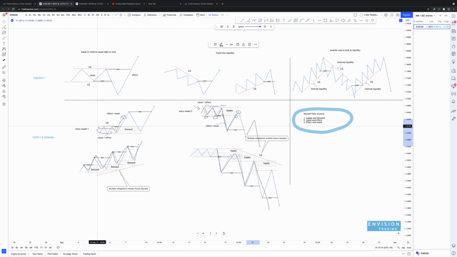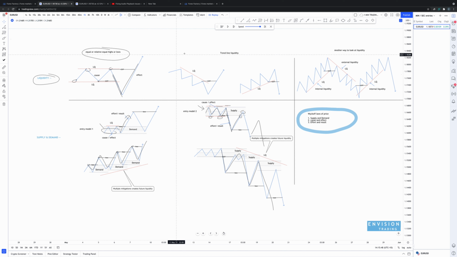Liquidity is the build-up of buyers and sellers. Let's go up here to liquidity and have a look at a couple of different types. We have equal or relative equal highs and lows. If we get this, like double tops and double bottoms, the banks will aggressively take out the lows and the highs, or just aggressively take out a direction and then initiate a continuation. That's just important to note.